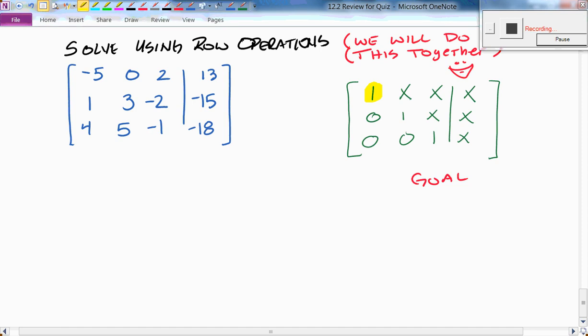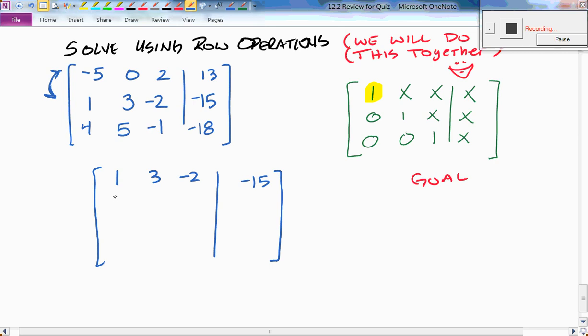Yes, Oscar. So there you go. Just do this, right? That's the easiest thing to do first. Let's go ahead and do that. So that's going to be 1, 3, -2, -15. Oh, I'm going to need somebody with calculator access to help me out. -5, 0, 2, 13, 4, 5, -1.